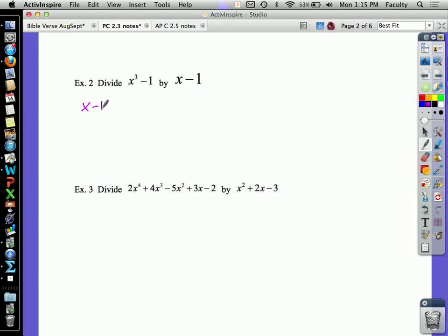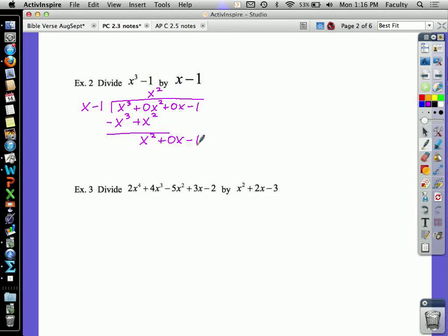If you want to divide x cubed minus 1 by x minus 1, I need to refresh your memory that if you're missing the x squared and the x, we need to insert a place value for it of 0x squared and the 0x. So we're going to ask ourselves, x times what is x cubed? You know it's x squared. Use the distributive property. So I get x cubed minus x squared. You take the opposite and add.